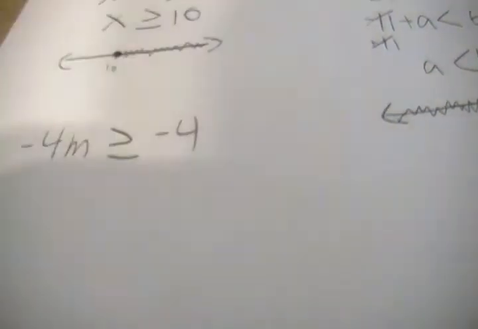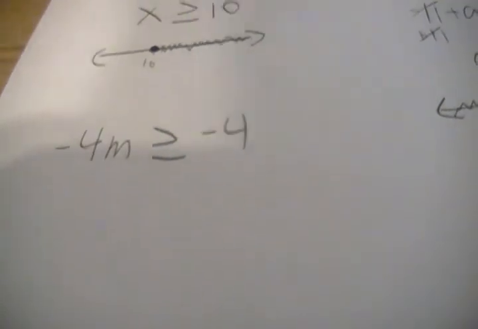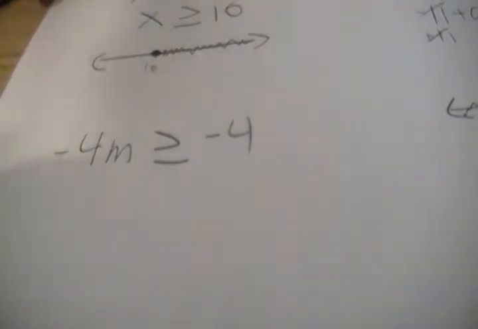Okay, now what we're going to do is try to solve inequalities by multiplying or dividing. So for example, if we have negative 4m is greater than or equal to negative 4. Now before, we didn't have any problems where we had a coefficient in front of the variable. But like a regular equation, the way we solve these is if we have a coefficient in front of a variable, we divide that coefficient from both sides.